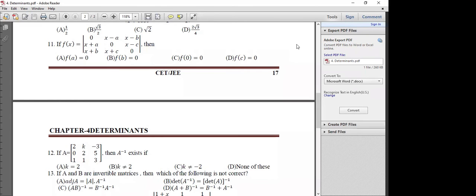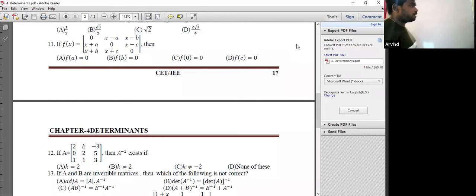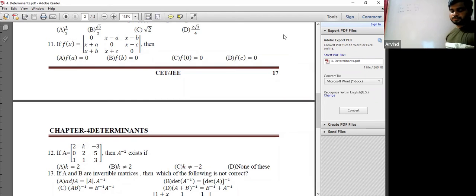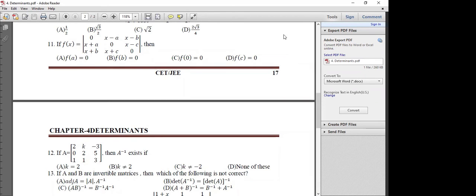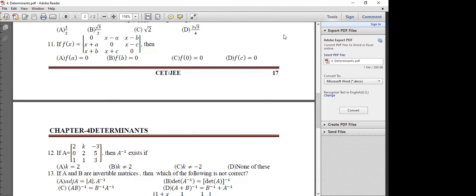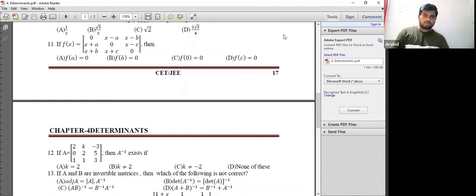Sir, option C. f of 0 is equal to 0. What is the determinant that you got? Sir, I did not find the determinant. Sir, first we just put a as 0. Okay, good. We get a skew symmetric matrix. If it is an odd order, then yes, good. That is the shortcut I wanted to tell later.